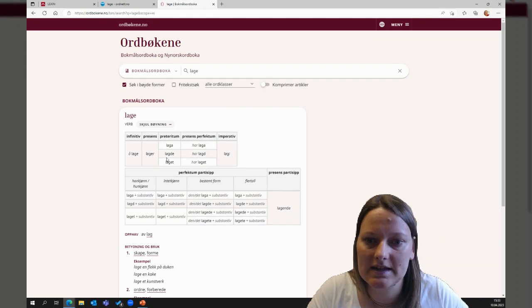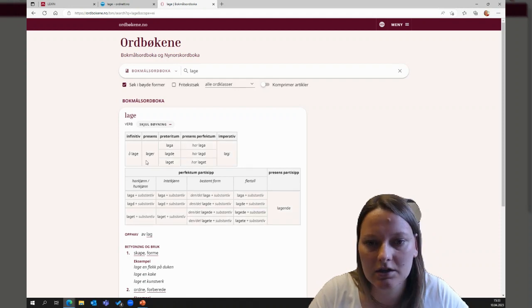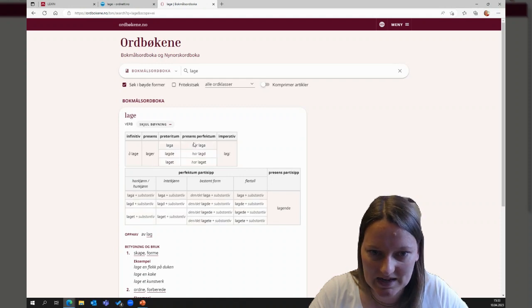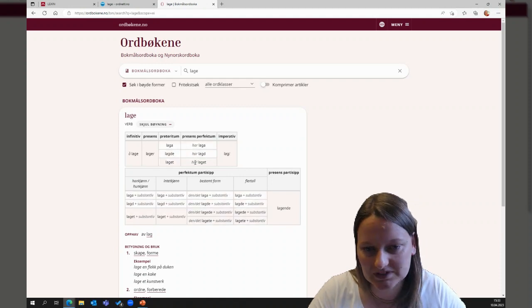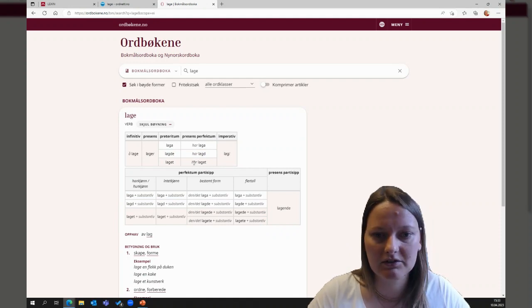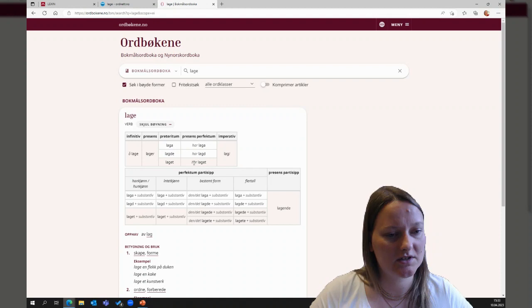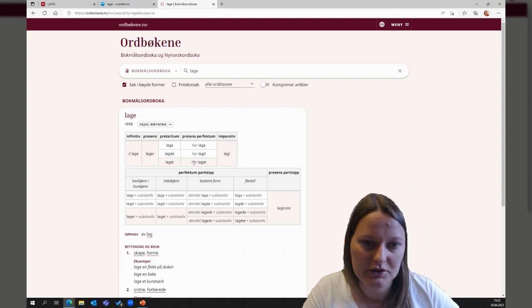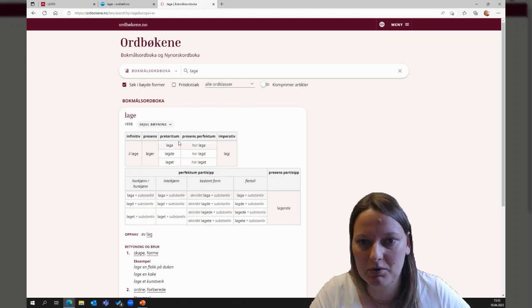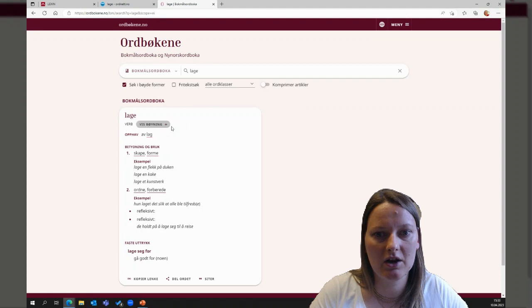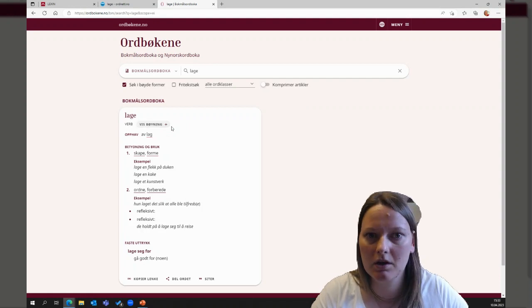So here you can see that the infinitive is å lage, the presens is lager, but as you can see for the preteritum and the presens perfektum, it has multiple forms. Which form is used in Bergen, for example? Ask your teacher, ask someone who knows, because this dictionary doesn't give you that information. But you can find all the forms by clicking on the plus after the verb. You can also again hide it like this.